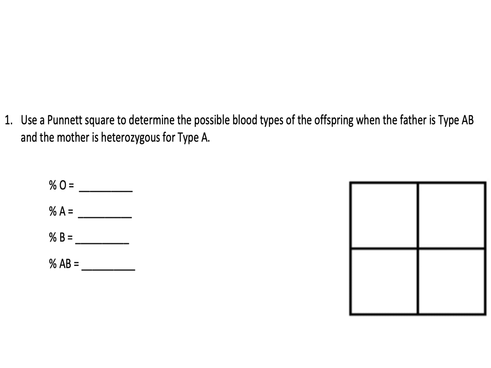Okay, assuming you are ready to move on, we're using a Punnett square to determine the possible blood types of the offspring when the father is type AB. So dad is AB, and the mom is heterozygous for type A. So that tells us that we're going to have this genotype.